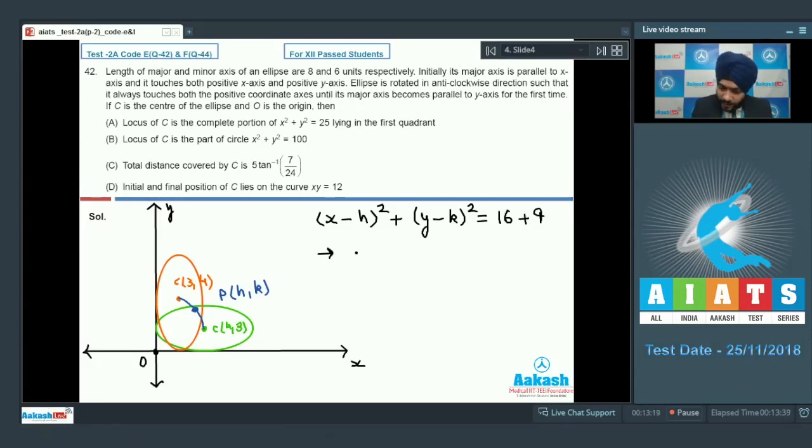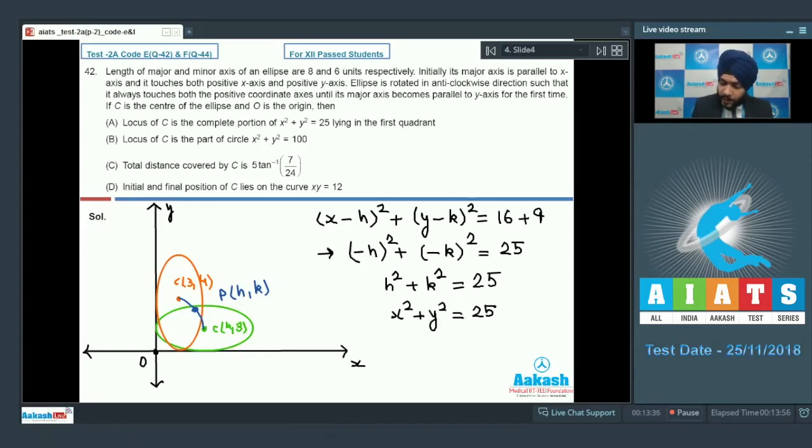So the origin satisfies this. (minus h) whole square plus (minus k) whole square is equal to 25. That means h square plus k square is equal to 25, or x square plus y square is equal to 25 is the locus of this small arc lying in the first quadrant. Locus of C is the complete portion of x square plus y square equal to 25 lying in the first quadrant.